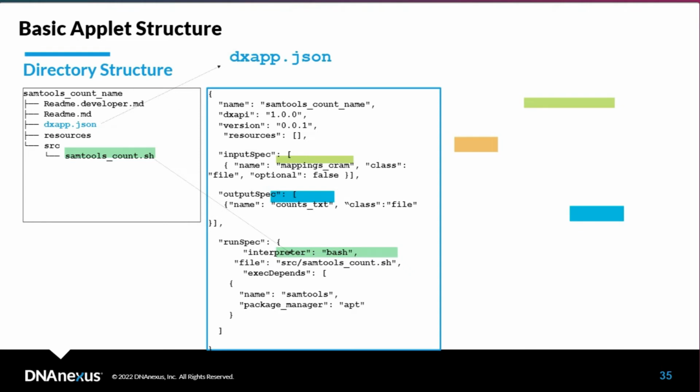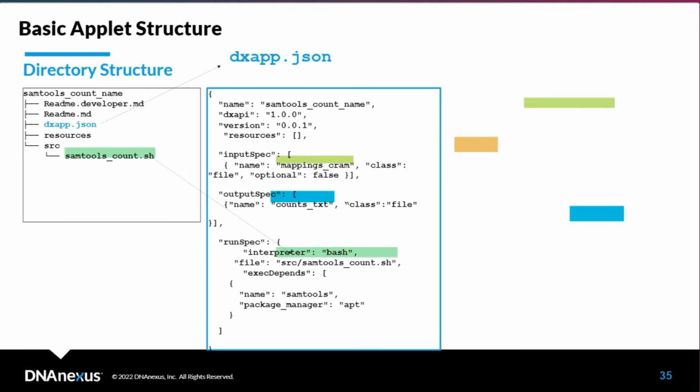And then also, I would like to highlight here a part which is called exec depends. This is typically the part of your dx_app.json where you can specify packages. Typical Ubuntu packages you can pull from publicly available repository.